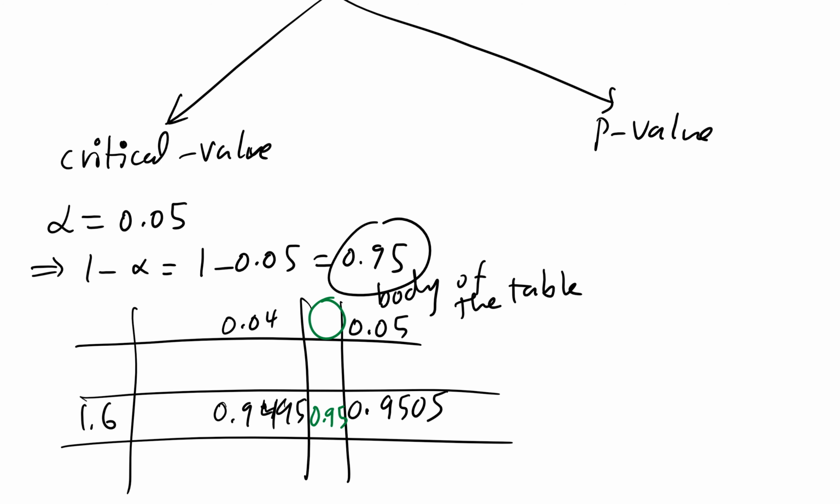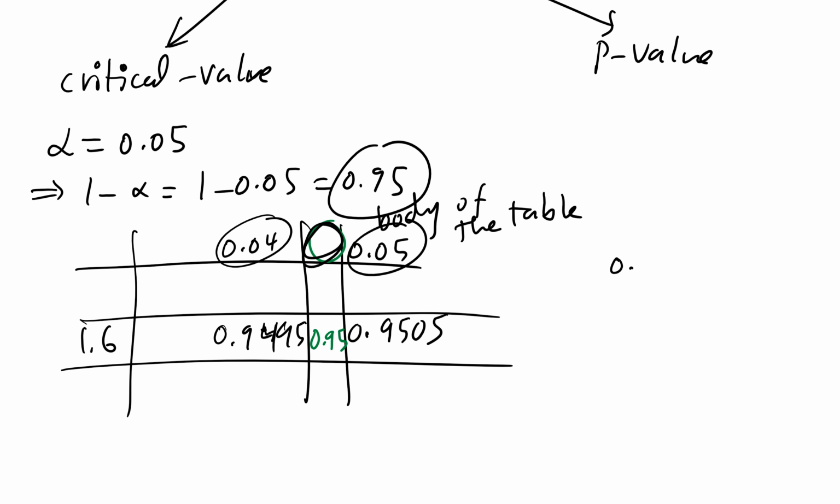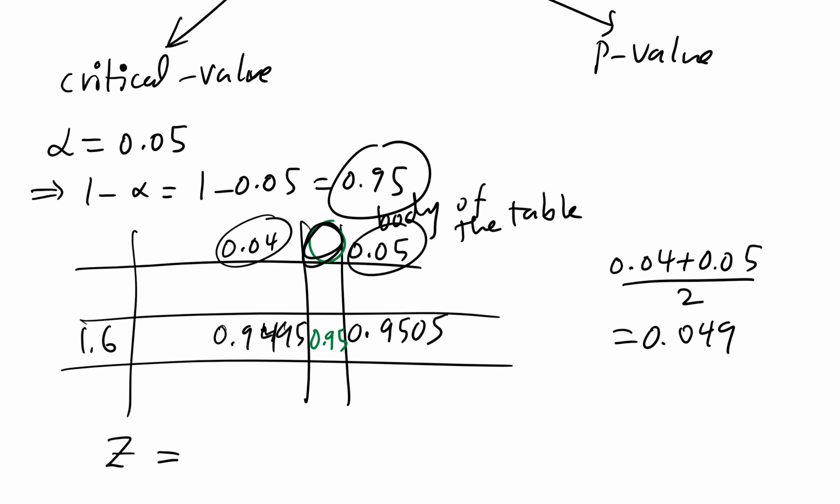So what is this here? Well, this value here, this number, is the average of these two numbers. So if you average 0.04 plus 0.05 divided by 2, what does that give us? We've worked with this kind of calculation before. So if you do the calculation, you get 0.045. So then the Z value would be 1.645. That's the Z value.